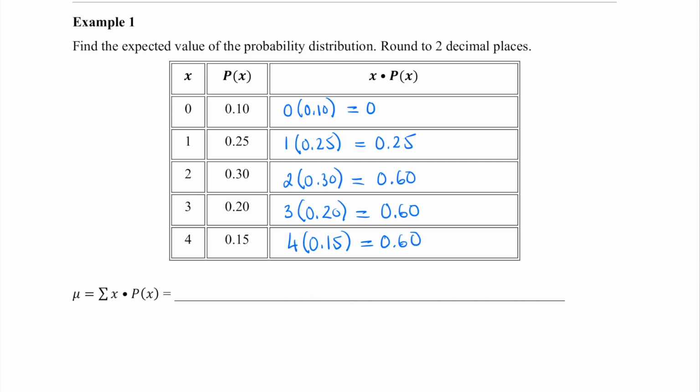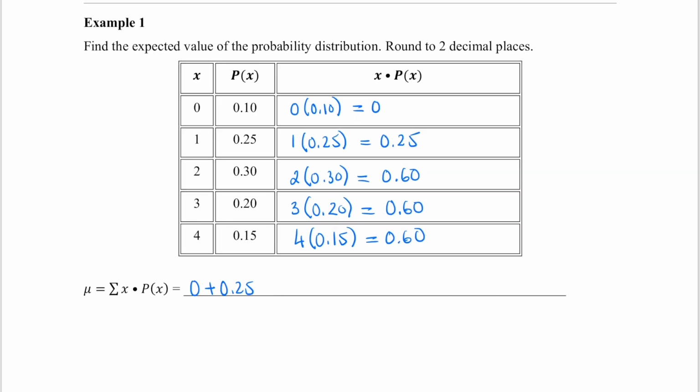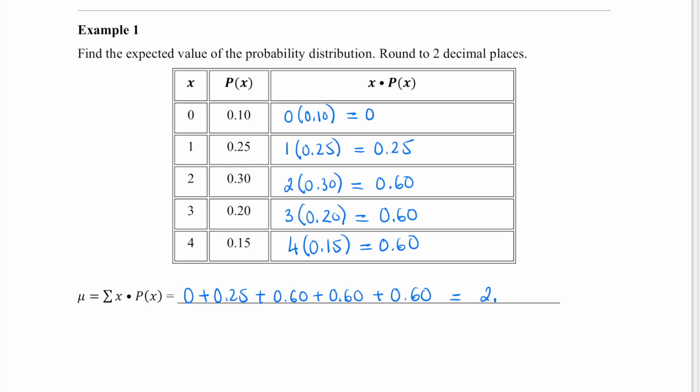Now, add all the products together. We'll take 0 plus 0.25 plus 0.60 plus 0.60 plus 0.60, which equals 2.05. And this is our expected value.